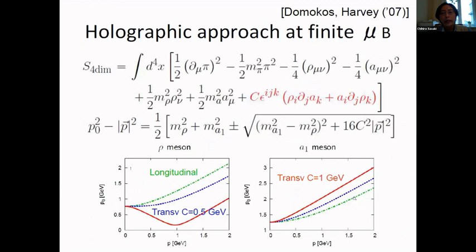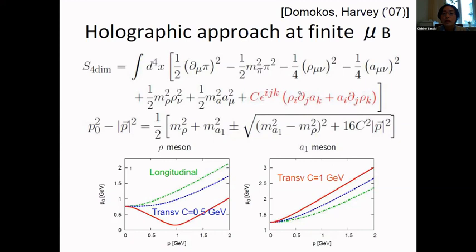Okay, our study was motivated by a holographic study done some years ago. They started with a five-dimensional holographic action with the extra U(1) symmetry associated with the baryon chemical potential, and then deduced the four-dimensional effective action like this. The first line is very standard, the second line is again standard, except the last term. The last term in red emerges directly from the Chern-Simons term.